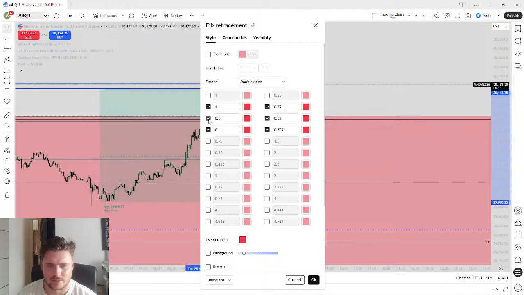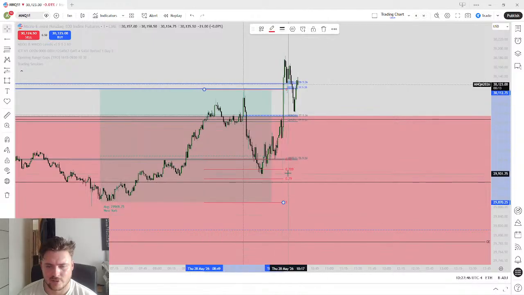Let's remove that, we don't need that. Optimal trade entry is between 0.6 and 0.79. That's an optimal trade entry method. So that in itself is a model, or the model. So you could enter there if you're thinking price would go up.